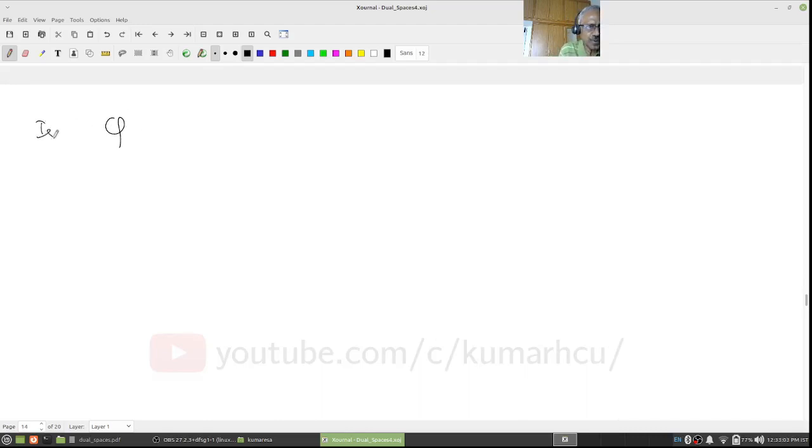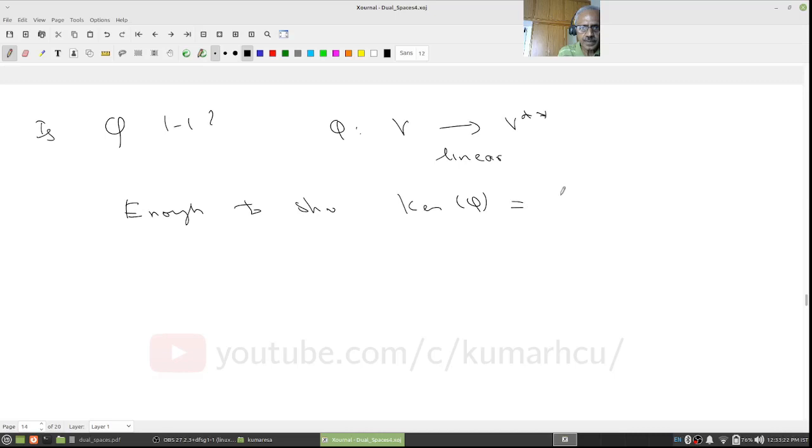Is phi 1-1? What does it mean? Phi is a map from V to V double star. Since this is already linear, this is proved. Therefore, to show phi is 1-1, it is enough to show the kernel of phi is 0. That is, if phi of x is 0 in V double star, then x is 0. This is what you want to prove.